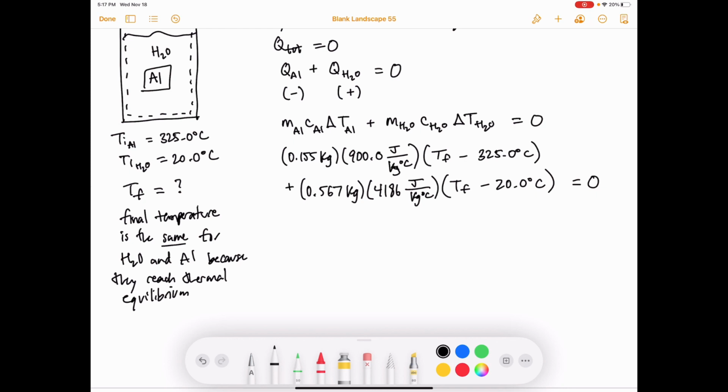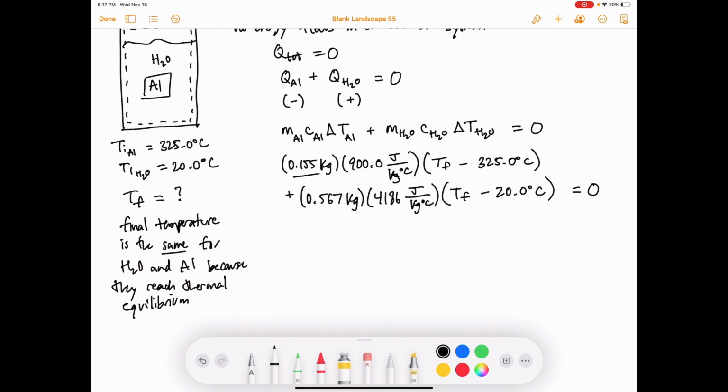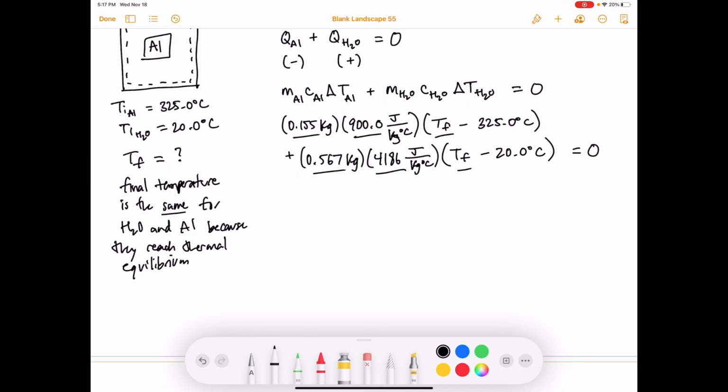Okay, so let's take stock of what we have here. We have 0.155 times 900 times T final, and then we have 0.567 times 4,186 times T final. So we combine those terms, and you'll get 2,512.96. If we think about the units for that term, kilograms will cancel. We'll be left with joules per degree Celsius, multiplying T final.